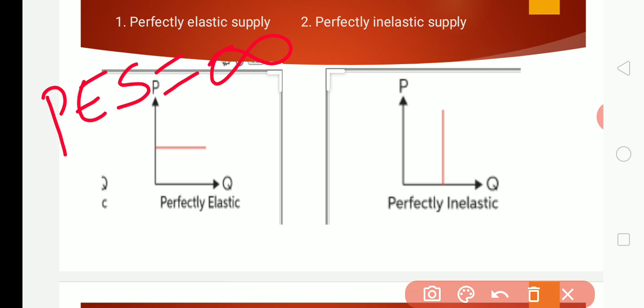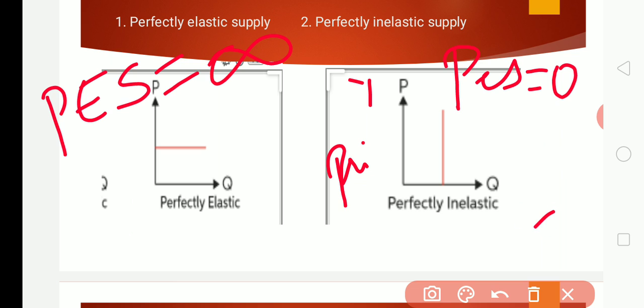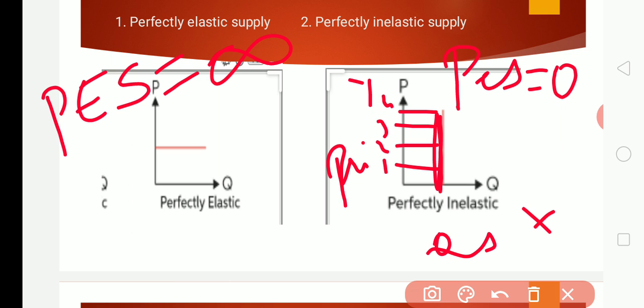The second one is perfectly inelastic supply. Here the degree of elasticity will be PES equals 0. Why do we call it 0? Again, the OY axis indicates the price, the OX axis indicates the quantity supplied. What is the shape of the curve here? The shape of the curve is vertical. In this case a change in price does not affect the quantity of supply. See here, the price will be changed: P1, P2, P3, P4.